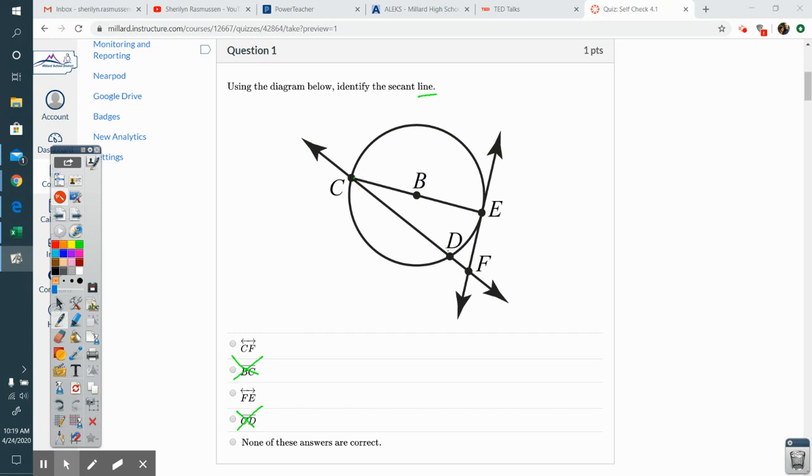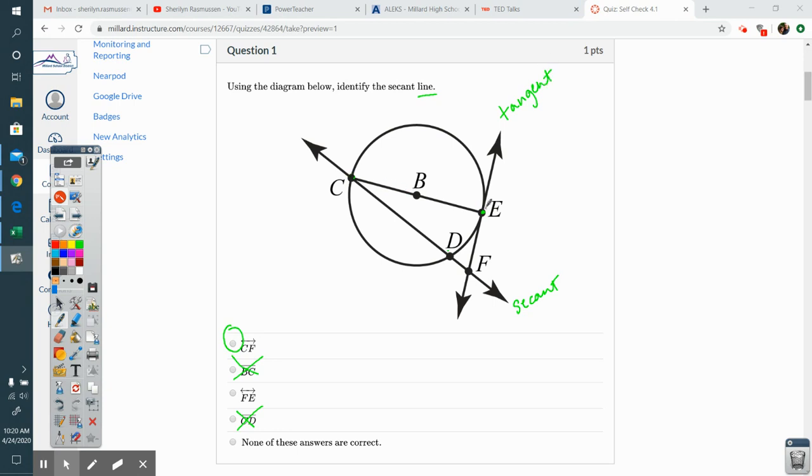A line continues. So CF, you can see C to F. There's arrows going on. There's arrows above the coordinates. So that is a secant line in this drawing. FE, if you look here, FE touches it at one point right here. Because it only touches at one point, it is called a tangent. So CF is a secant. FE is a tangent line.